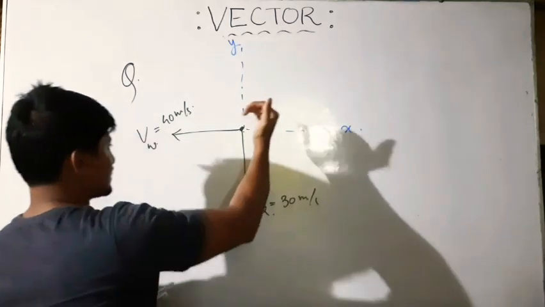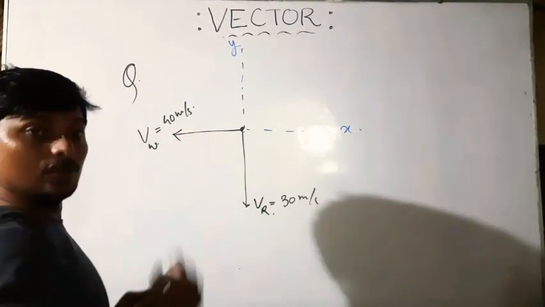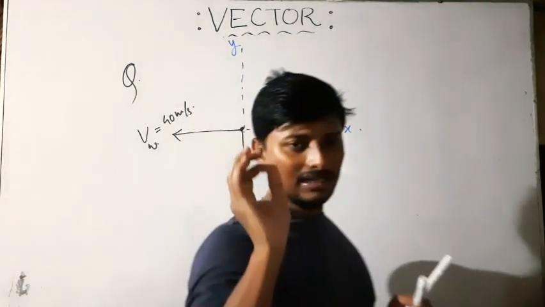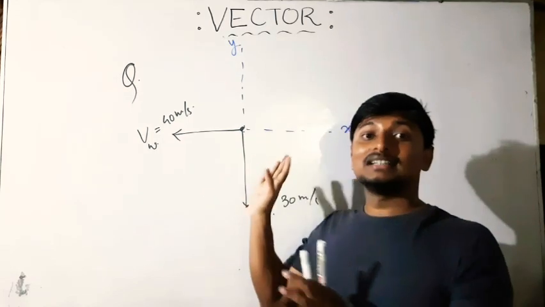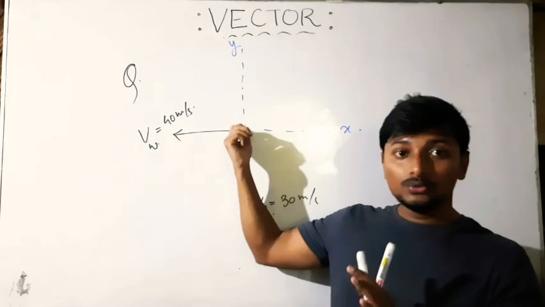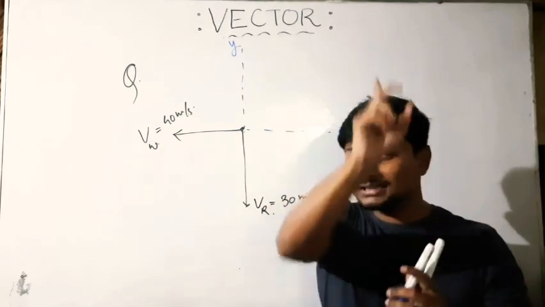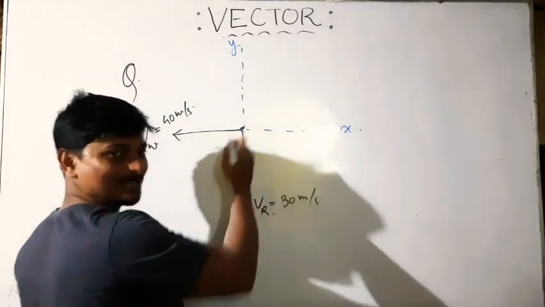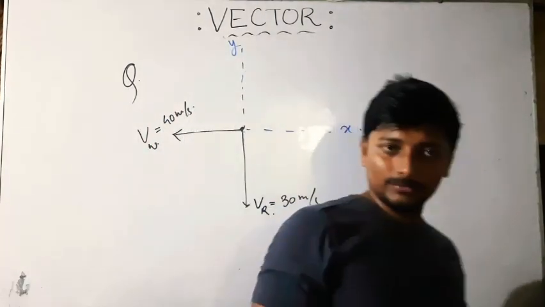Now you see, as the rain falls and the wind flows, the direction of rain will also change. In which direction will it change? The direction of the rain will now be denoted by the resultant of these two vectors. These two velocities are acting on this particular point, isn't it? So the direction of rainfall will be in the direction of the resultant. Now where will the resultant be? These two vectors are starting from the same point, right? So which law will we apply? Triangular or parallelogram law?